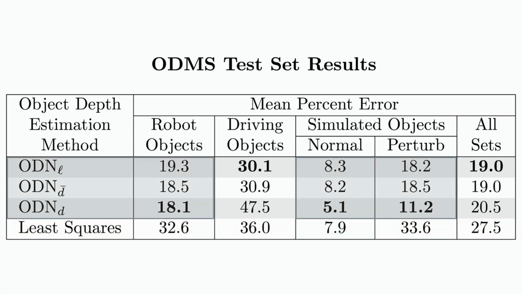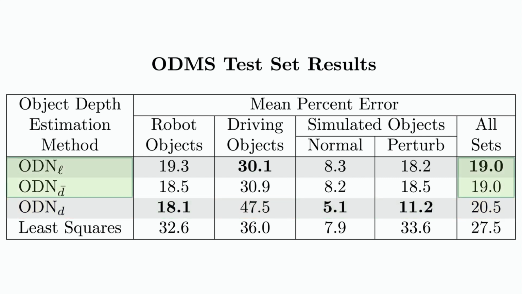Each network is trained on data with depths and camera movement distances consistent with the robot object, normal, and perturbed test sets. The direct depth estimation network has the best performance on these 3 sets. However, because it doesn't use a dimensionless prediction during training, it has the worst performance on the driving dataset, where the distances for camera movement and object depth are much greater than during training.